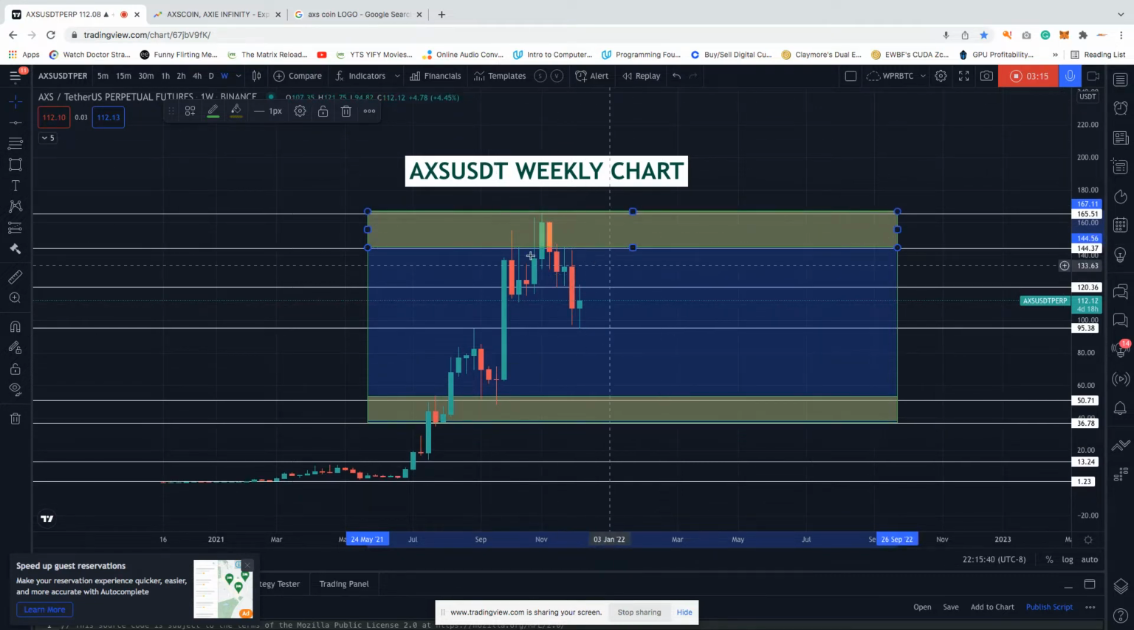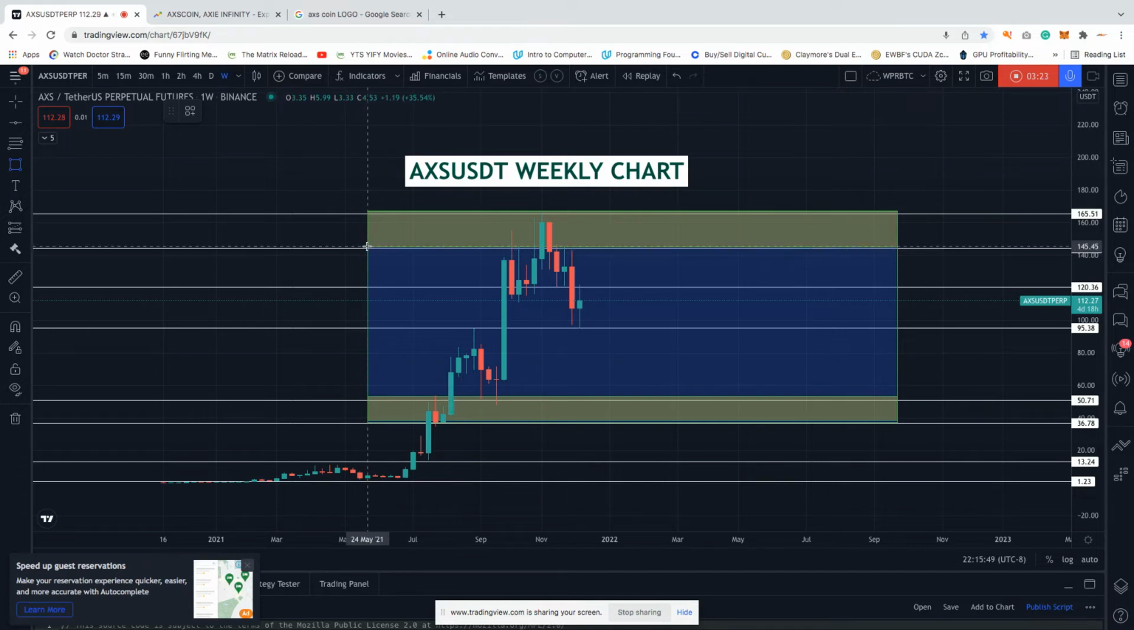Now that I've gotten the bigger boss support and resistance area, I can also tell you there's a little drama that has taken place so far around this point.